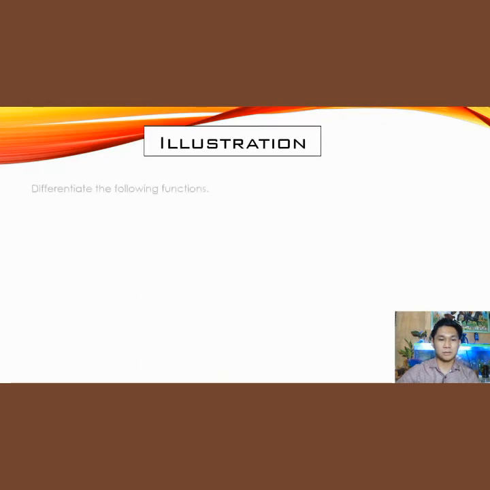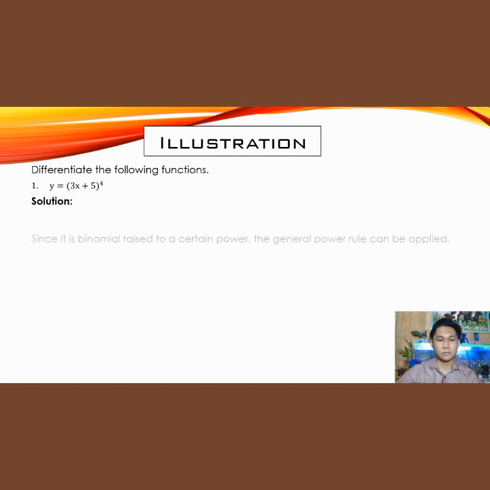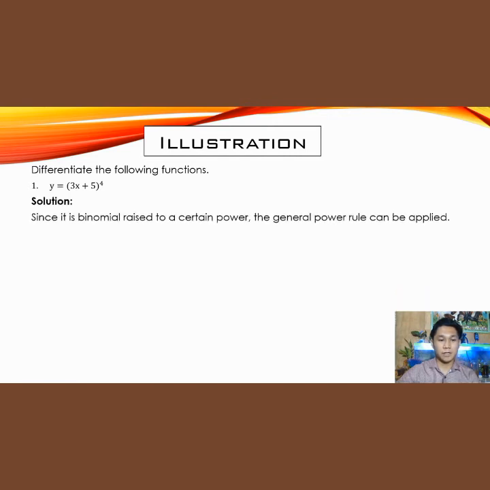Here's our illustration. Differentiate the following functions. Example number 1. y equals quantity 3x plus 5 quantity raised to 4. Solution. Since it is a binomial raised to a certain power, the general power rule can be applied. Let u equal 3x plus 5, then u prime is equal to 3, which is the derivative of 3x plus 5.